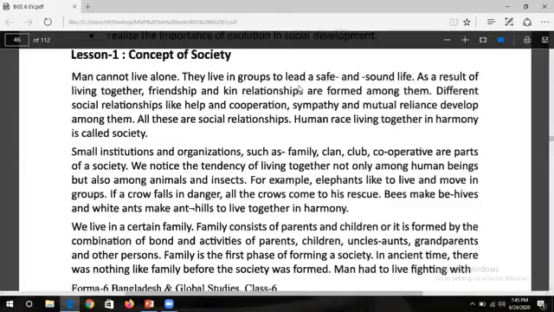We live in a certain family. A family consists of parents and children, or it is formed by the combination of bond and activities of parents.